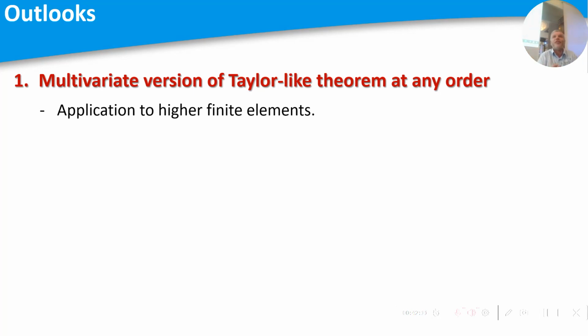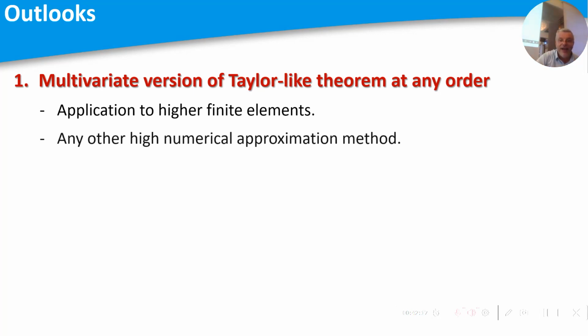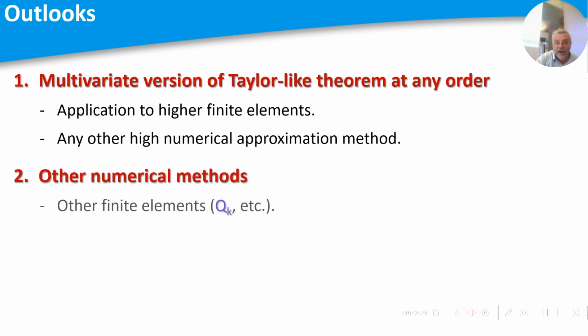So how do you control the accuracy? Why do you choose this accuracy? For any high-order numerical approximation methods, I have to stop, because even with the cooler, it doesn't help. Other numerical methods, I mean other finite elements, are also concerned, you understood.